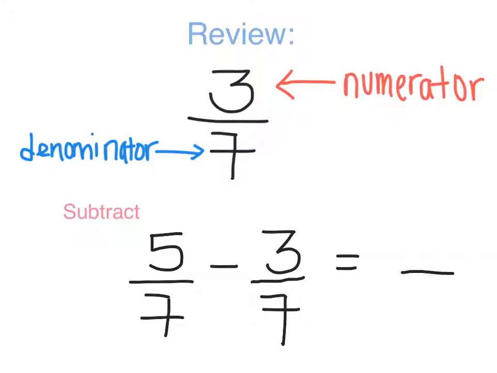So we are going to look at the problem 5/7 minus 3/7. Here the denominators are both 7, and when the denominator is the same, it stays 7. So our answer is going to be out of 7. And then for the numerator, 5 minus 3, you just subtract like normal. So you do 5 minus 3, which equals 2. So for our answer, we have 2/7, or 2 out of 7.